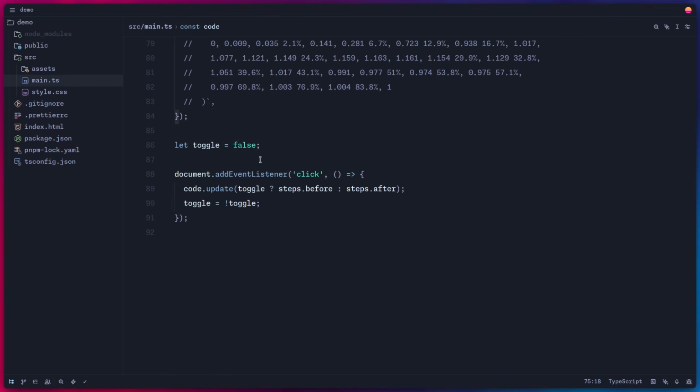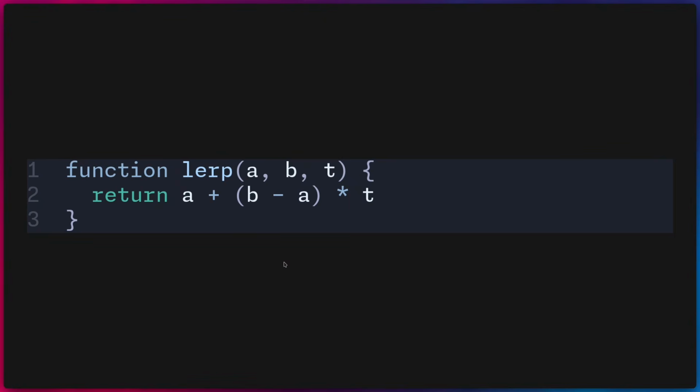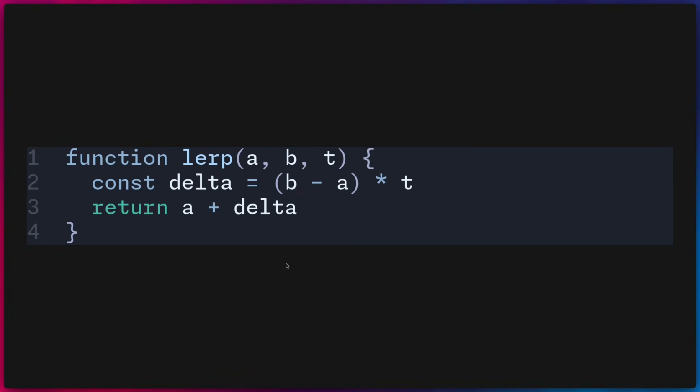But the only thing that we're doing is we're defining this toggle variable, and then we have an event listener on the document, so when we click on it, we're just going to toggle the code. So we're going to show the steps before or steps after using our code.update method. And then we're just going to change toggle. So here we have our beautiful code example, and now we should smoothly animate. How beautiful is that, friends?